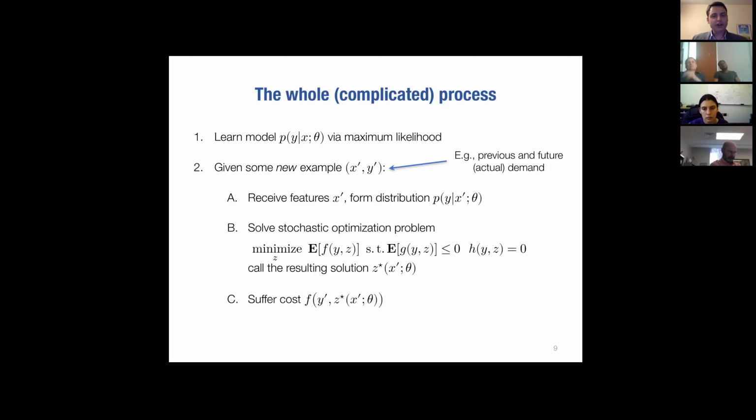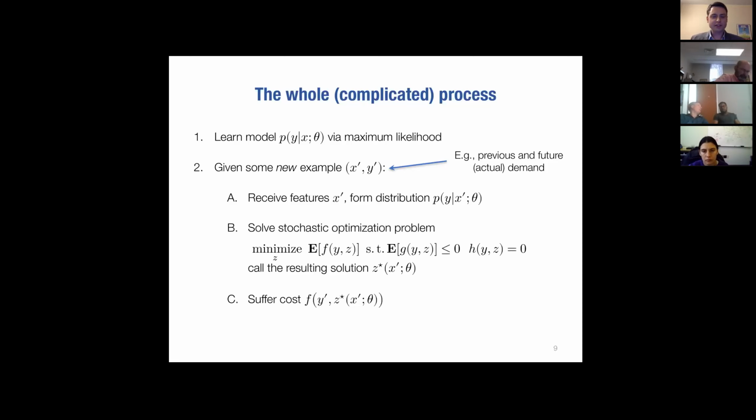The next step is that we're going to use this model. Importantly, we're using the model to solve our stochastic optimization problem, a stochastic programming problem in this case. We're going to minimize over our decisions, given this model's forecasted uncertainty over y, our expected costs subject to some constraints. And importantly, I'm going to call the resulting solution Zstar of x prime, parameterized by theta. I'm using this notation because even though it's not clear from the stochastic programming problem, Zstar depends on both x prime and theta.